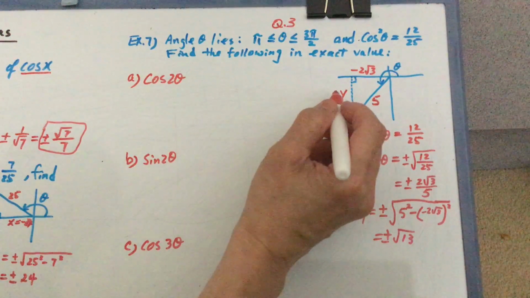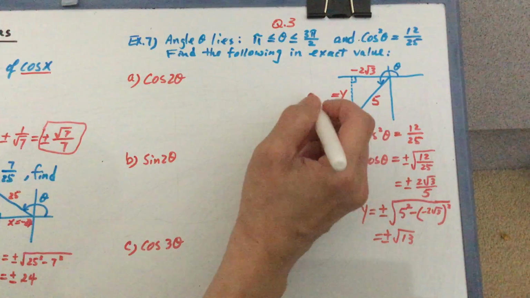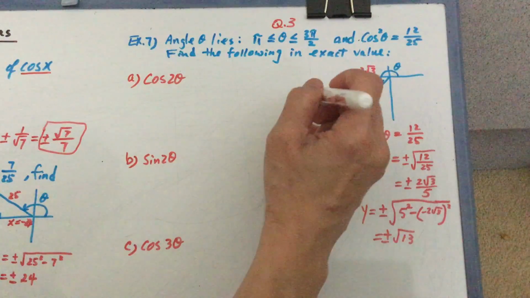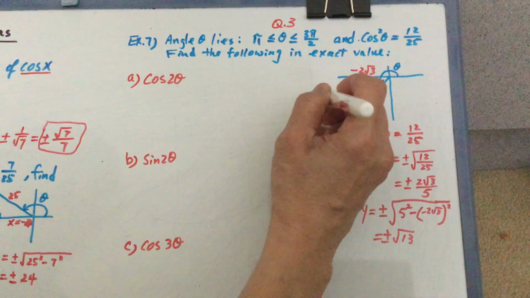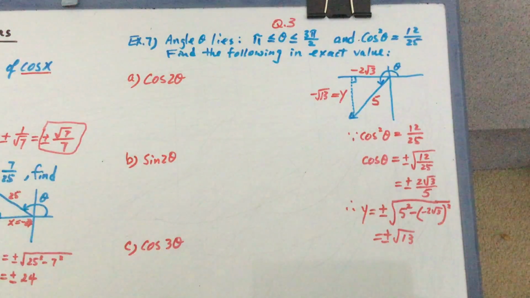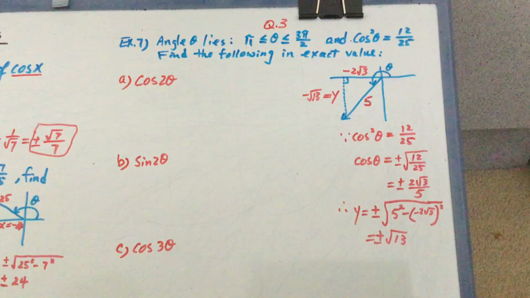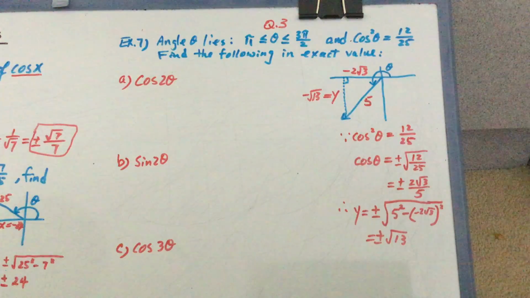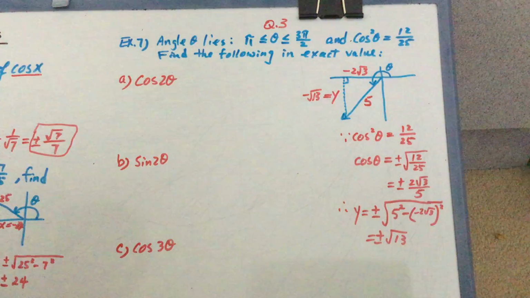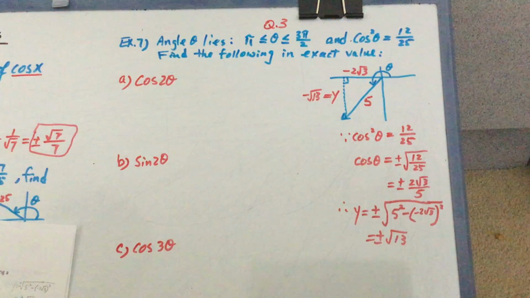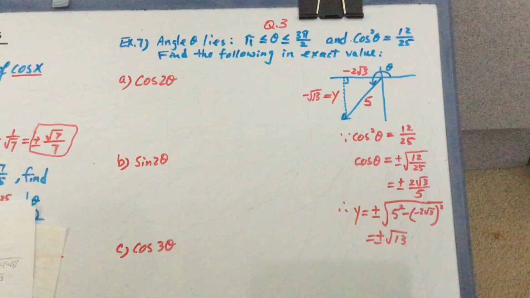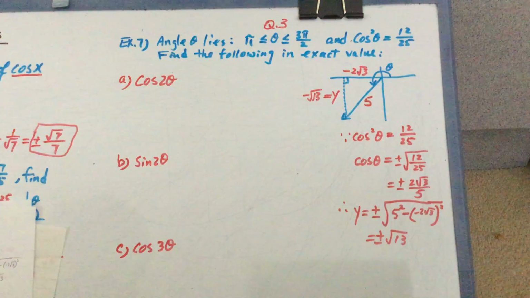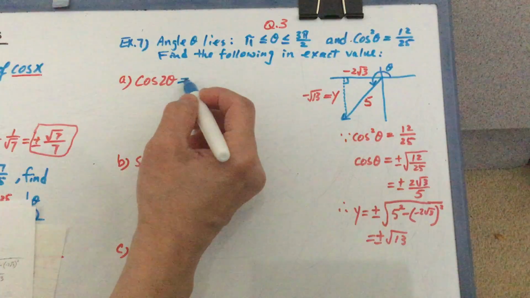So that means the y value in quadrant 3 is also negative. So this one has to be a negative root 13. Okay, so now we are ready to do our work here. For the cos 2 theta, again, we have to decide which formula we're going to use.